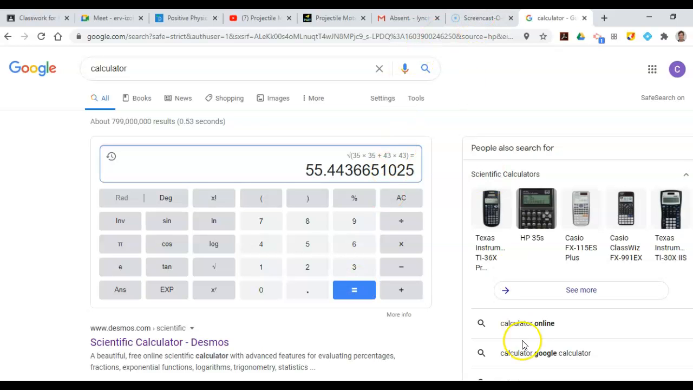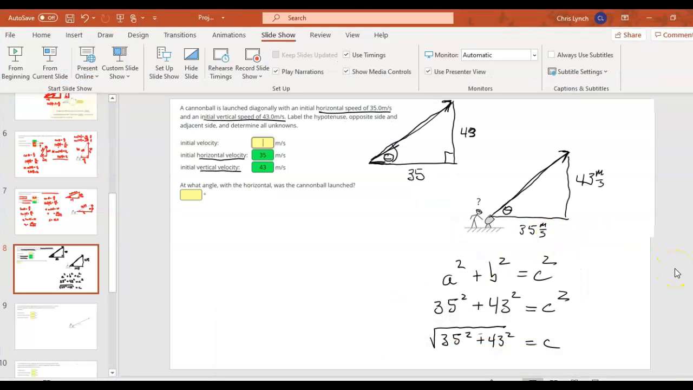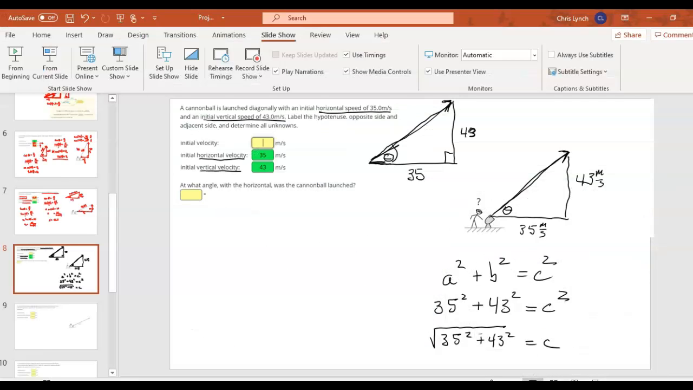All right, so we come back to here, and this is 35 and 43. Did I get the numbers right? 35 and 43, that's right, 55.4. Okay, so 55.4 is our hypotenuse. So we know the velocity coming out of the cannon is 55.4 meters per second just by Pythagorean theorem. So our initial velocity is 55.4 meters per second.